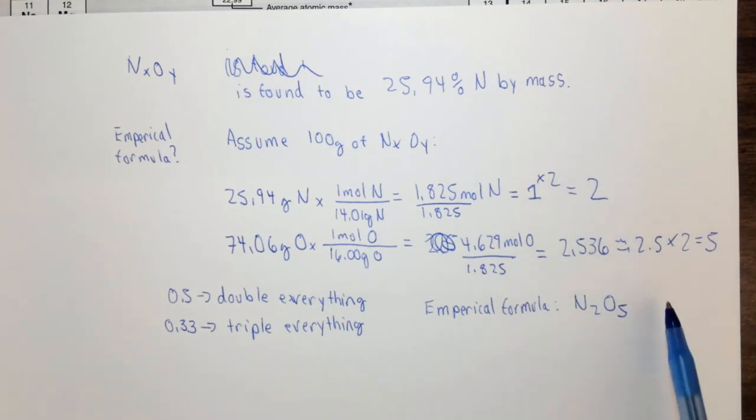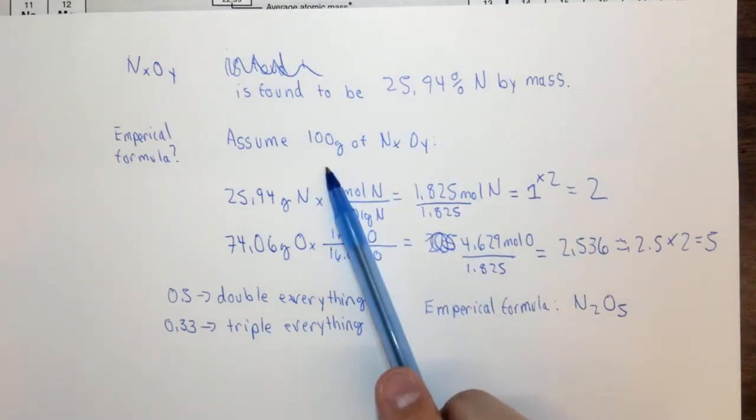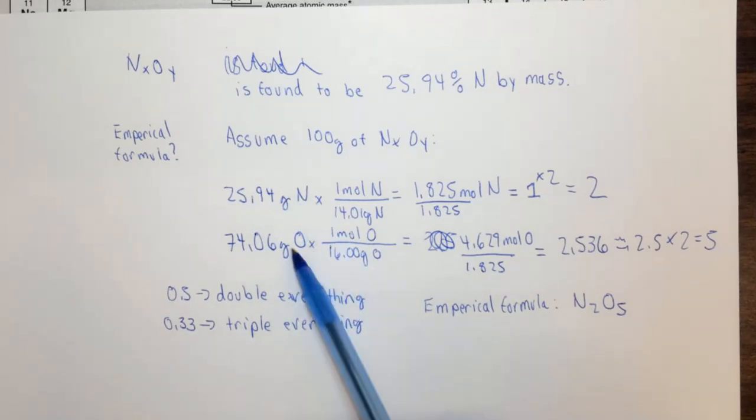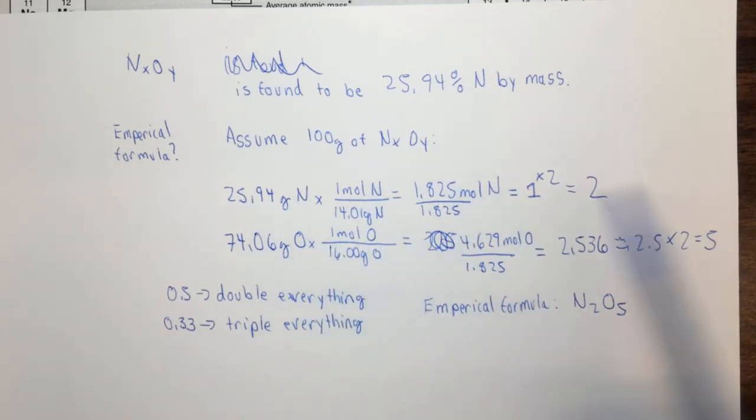Again, we doubled everything. So if you have a percentage, which is again mixing the first idea that we talked about in this section and the second idea, you want to assume 100 grams. Then figure out the grams of each element that you have, convert them to moles, find a ratio. If the ratio happens to end in a 0.5, double everything. If it happens to end in a 0.33, triple everything. Note that in the lab, this may not be the case, because due to experimental error, you may get a 0.78 or something like that. And usually in the lab, we would just tell you to round it.